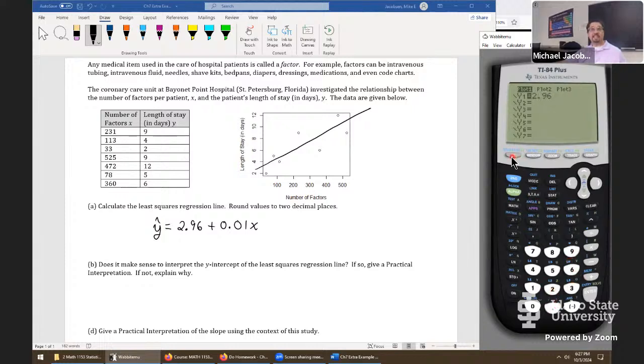The y equals button right here. And now what I'm entering in is just the model that we put down on paper. So 2.96 plus 0.01, and you get your x variable from right here. This is just for the sake of extra visualization.